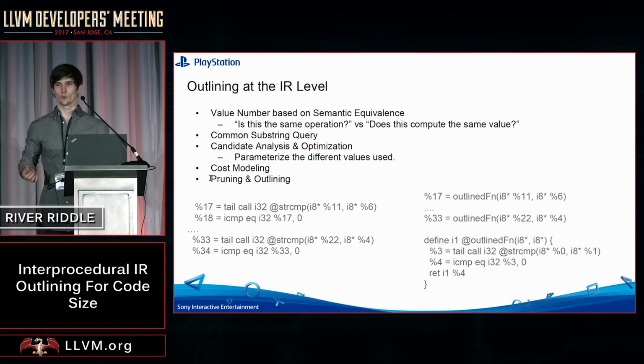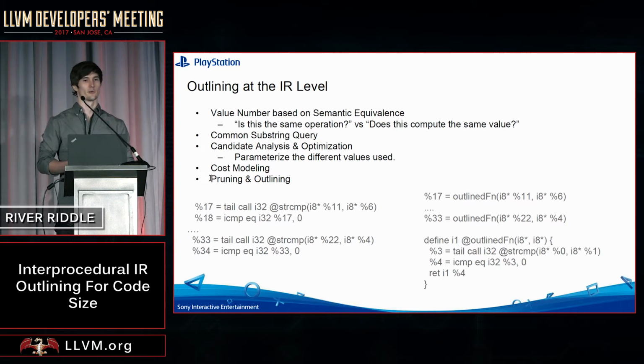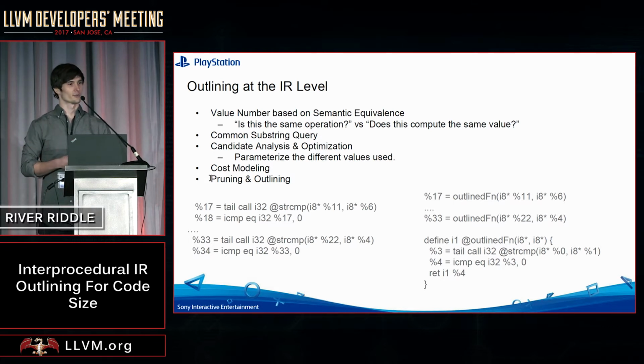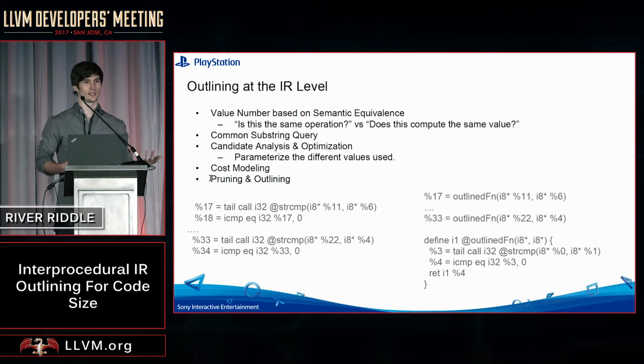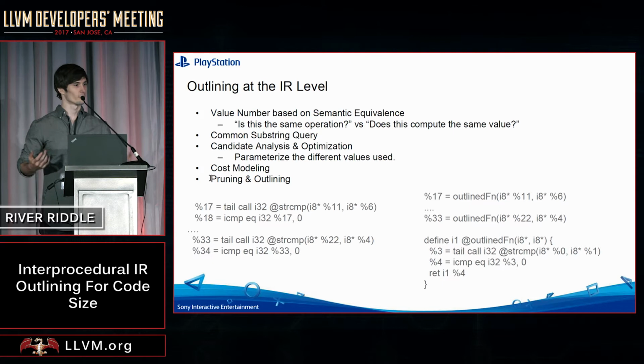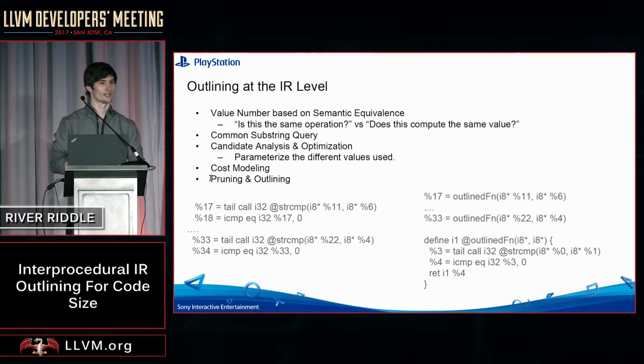A quick algorithmic overview of what we're trying to accomplish right now at the IR level is performing a common substring query based upon a value numbering of instruction chains. This value numbering, unlike traditional value numbering, we don't actually care about the value used in the computation. We just care about the operation itself. After we've identified some candidates, we select inputs and outputs from the sequence, do some cost modeling and basic analysis, and then outline any profitable candidates that we found. Inside of this process, we perform a bunch of different optimizations and analysis that reduce the cost overhead of the new function calls, but details for that will be available online.